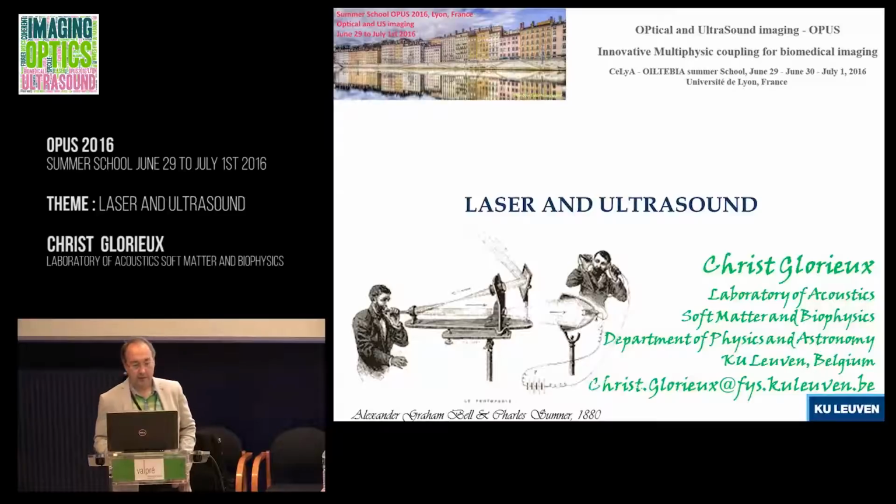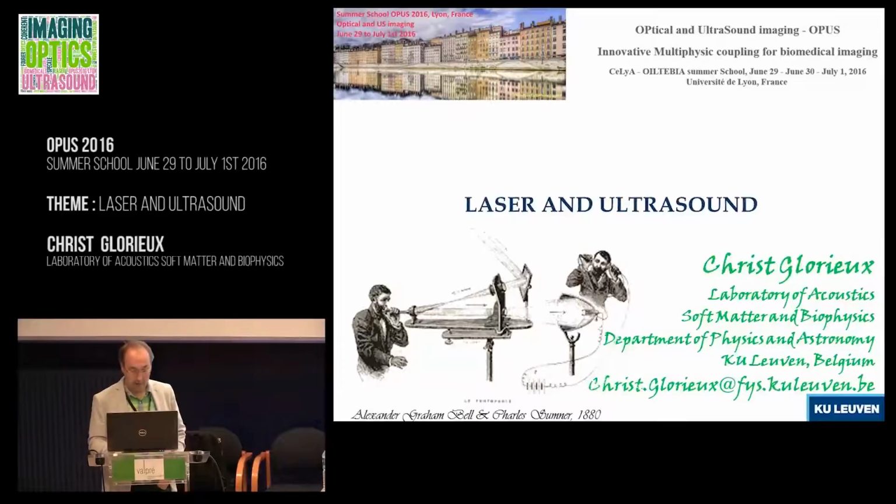So the talk is about laser and ultrasound. Some of the aspects have been said already in the previous talks. For example, yesterday we have seen in the talk of Paul Beard that the photoacoustic effect was discovered by Alexander Graham Bell and his colleague Charles Sumner in 1880, where he used sunlight to heat periodically. The sunlight was chopped to make sound.